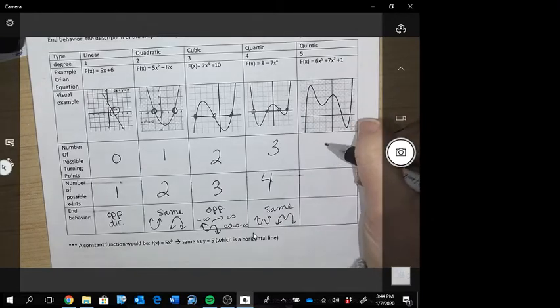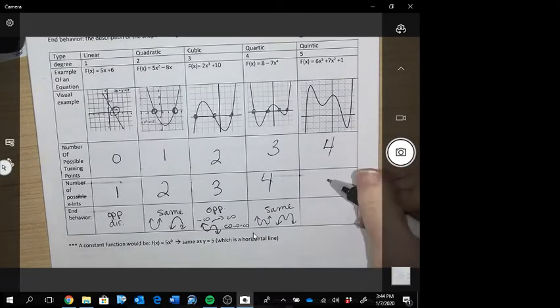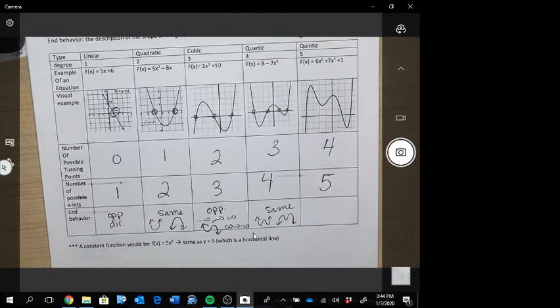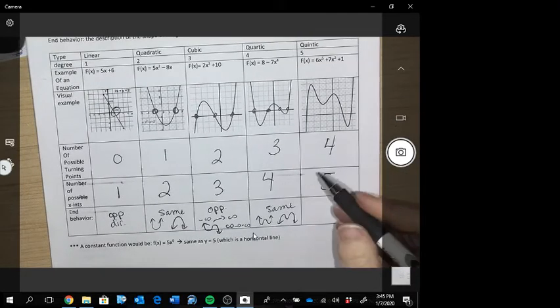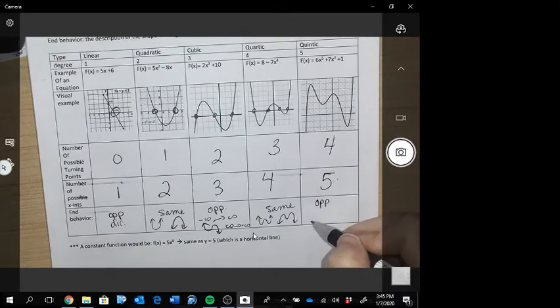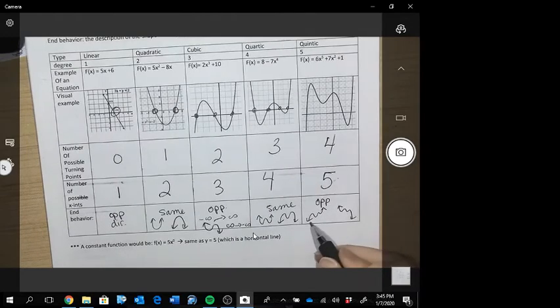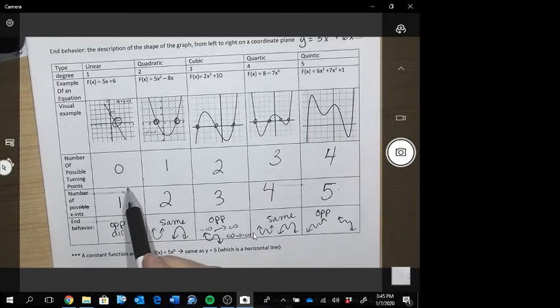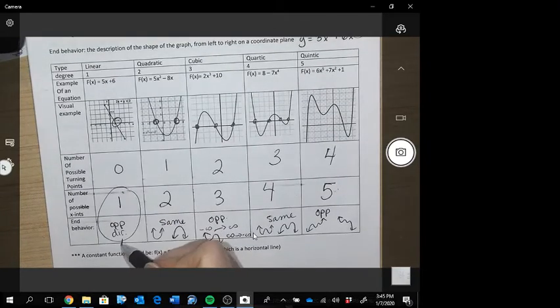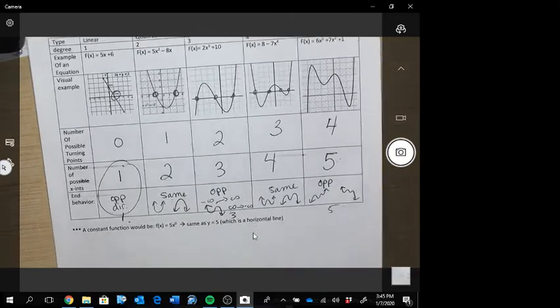And a quintic could have 4 turning points, and it could possibly have 5 x-intercepts. Okay, it doesn't mean that it has, this one doesn't, but it could possibly have up to 5, no more than 5. And its end behaviors are opposite. So it could go either like this or like that. Okay, so you can see that when your degrees, so this is a first degree, third degree, fifth degree, when they're an odd number of degrees, you're opposite. When the degrees are even, you'd go in the same direction.